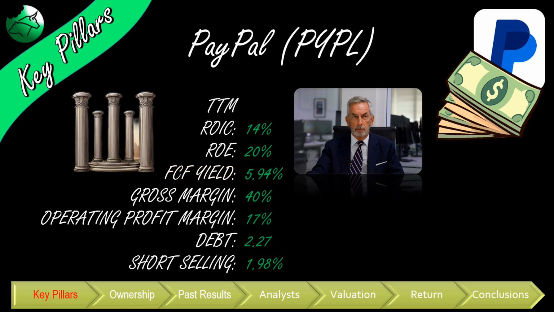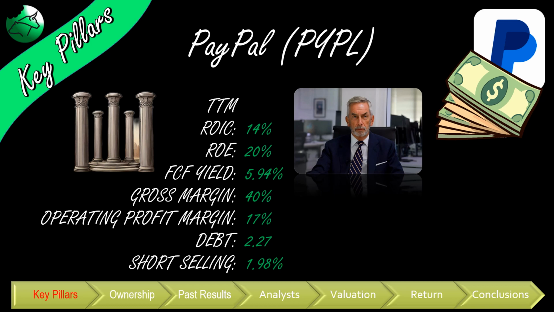Now let's look at the gross margin, which is the amount of money a company retains after incurring the direct costs associated with producing the goods it sells and the services it provides. This is 40%, so we wouldn't want this to drop any lower. If anything, we would like this to go up in future earnings reports.